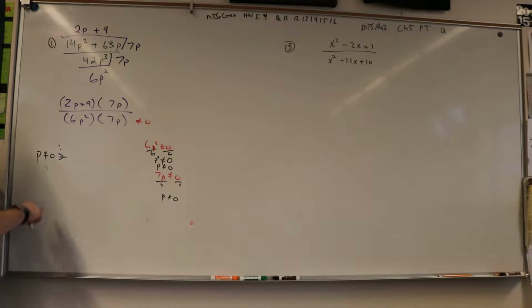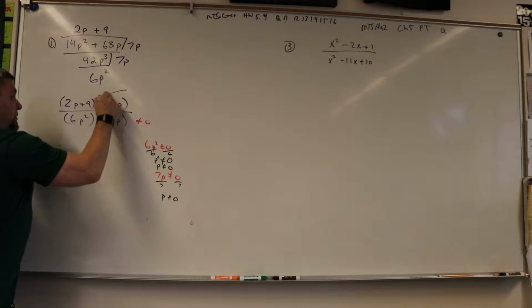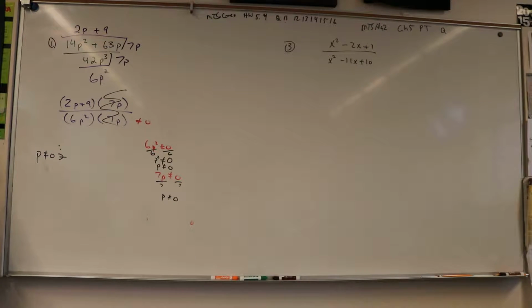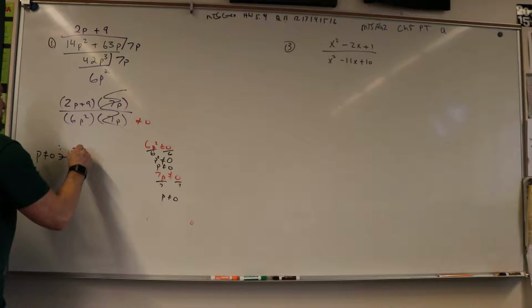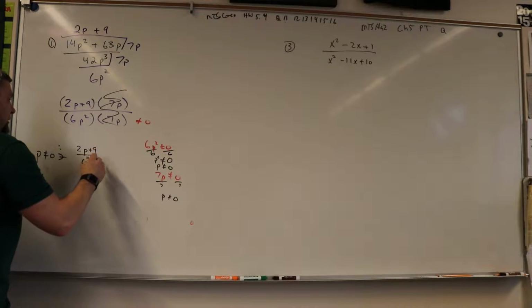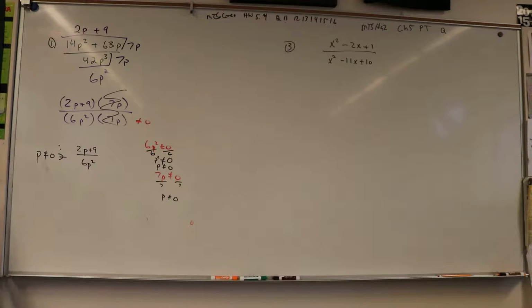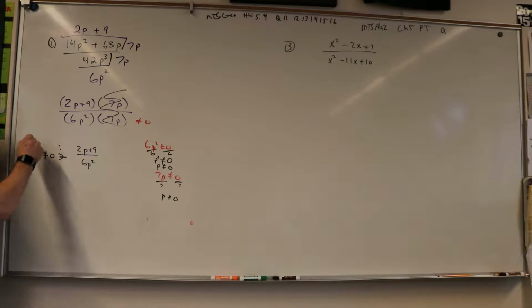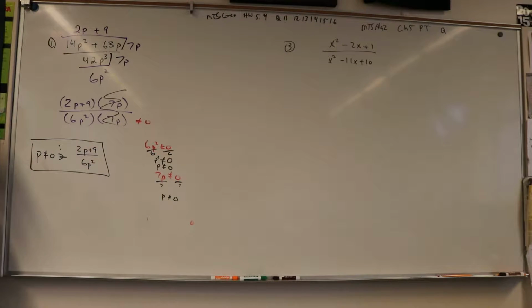And then we want to reduce this, so these cancel. And we're left with 2p plus 9 over 6p squared. And we cannot break out a 2 or anything, right? So we're pretty much done. So we're good. And that's the answer. Okay?